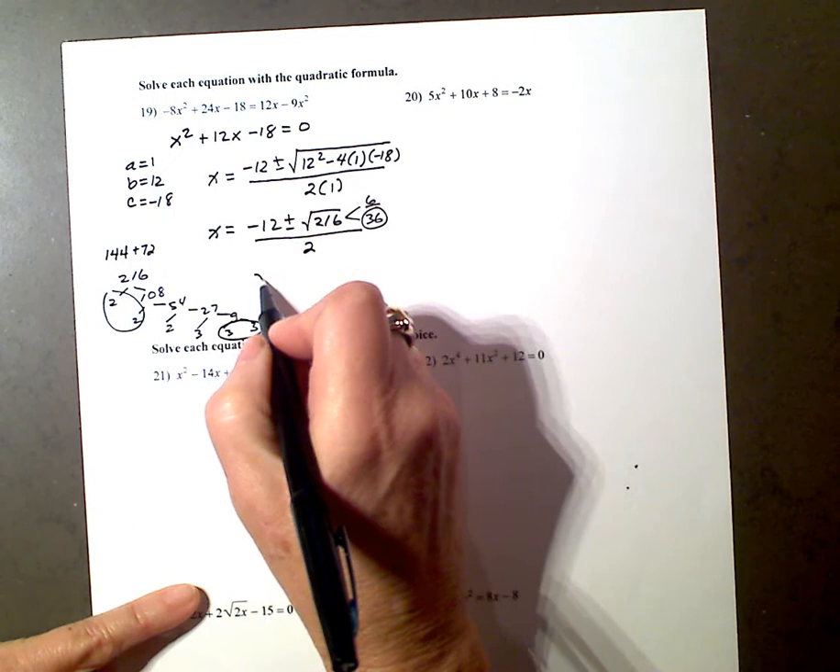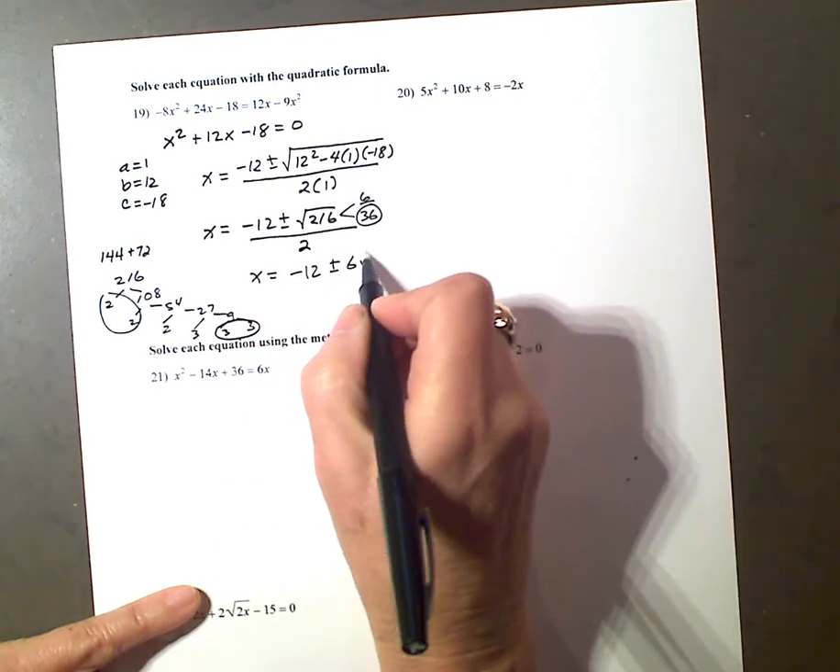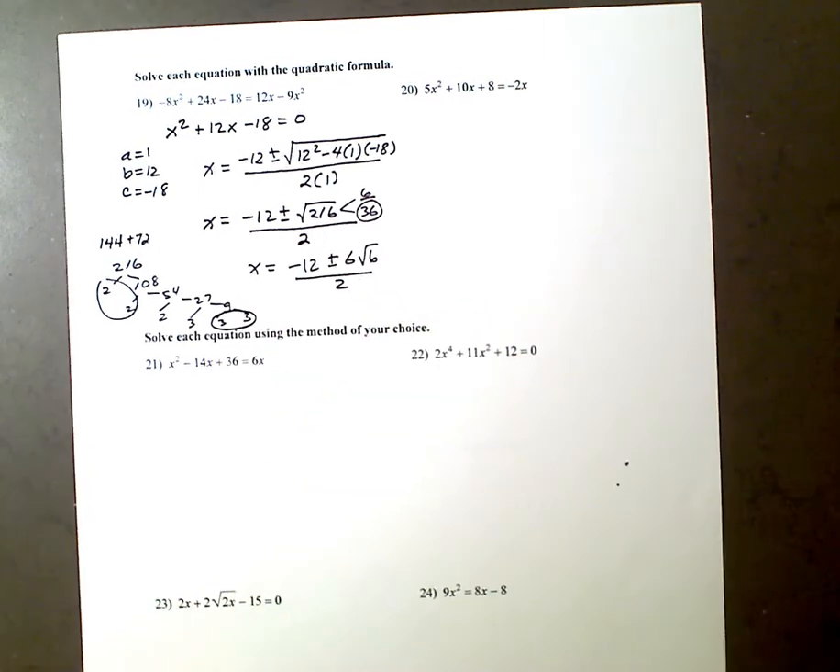So x is equal to negative 12 plus or minus 6 times the square root of 6 all over 2.